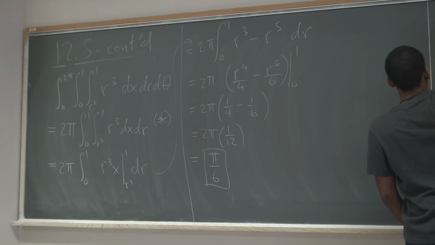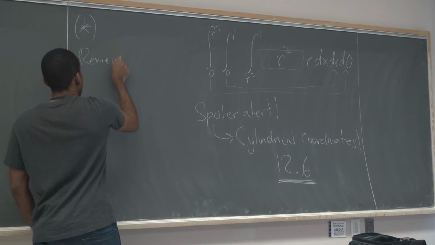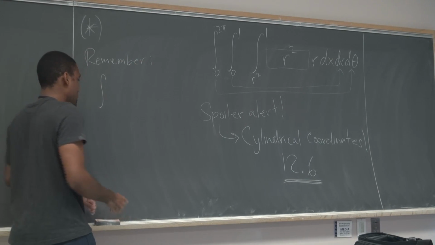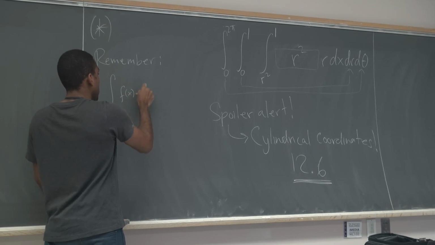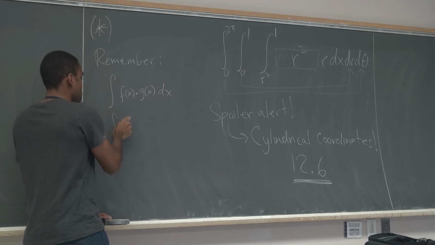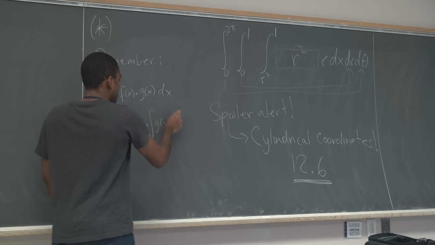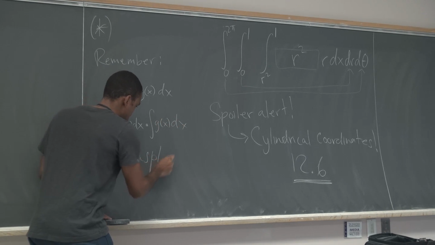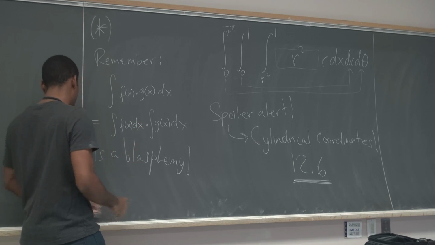Okay, let's go back to star. Remember, this was mentioned in the syllabus. If I have a function like f of x times g of x dx, and then you sort of do this, you integrate the f, and then you multiply by the integral of the g, that's a blasphemy. Okay, so don't do anything like that, right? So I've seen people do that.